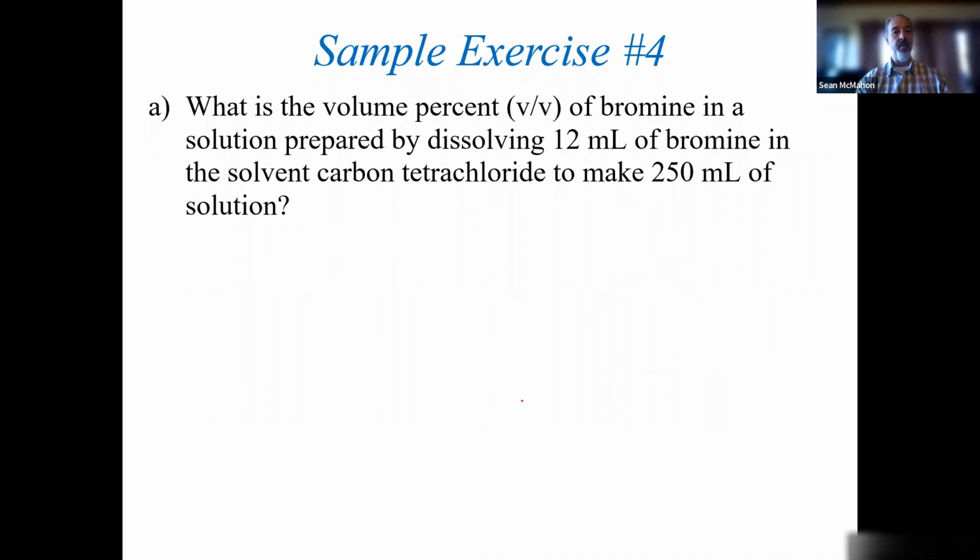Sample exercise 4. What is the volume percent? So look, milliliter per milliliter, part over whole times 100, right? But bromine in a solution prepared by dissolving 12 mL of bromine in the solvent, they're even telling you the solvent. You don't even have to think about it, because normally you'd be like, this is bigger, this is smaller, this bromine, and it's a diatomic, because remember, bromine, it's Sir Brinkelhoff, it's one of the 7 diatomics. It's smaller, this must be my solute, and then the carbon tetrachloride must be my solvent.